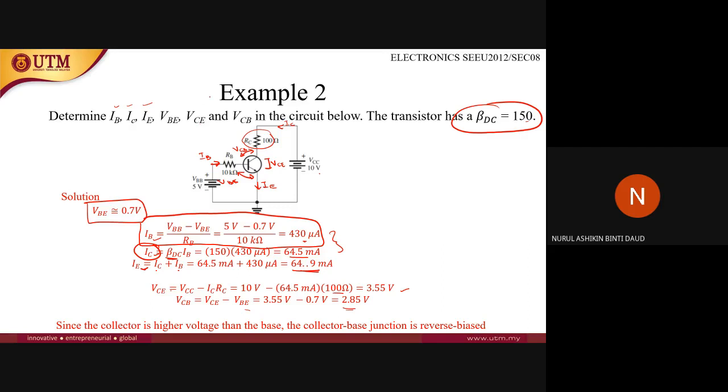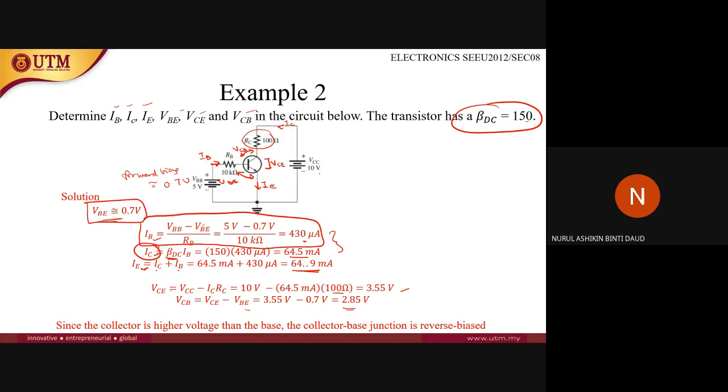VBE, and then VCE, and also VCB. Usually the value of VBE is the potential drop at this point for this transistor. If it is a forward bias, the value is the same as for silicon, which is approximately 0.7 volts. I hope it's clear.